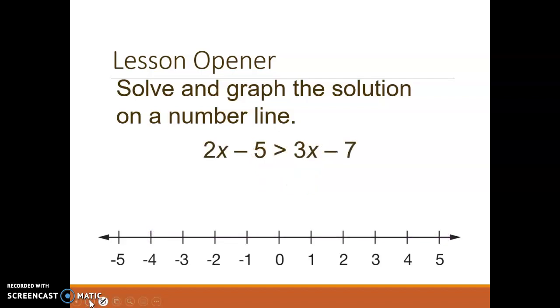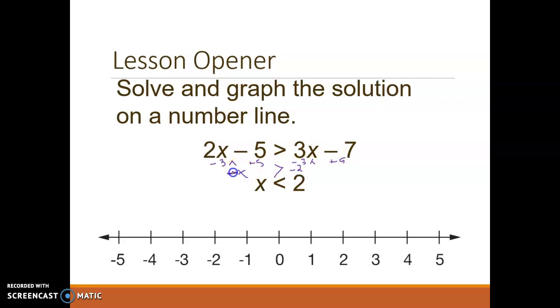All right, how would we solve and graph this one? Well, just like a regular algebraic equation, we want to get our x values on one side and isolate them and our non-x values on the other side. And we can do that in a variety of different ways. I could subtract 3x first, and when I do that, I get -x. And then I could add 5 to both sides here, and I get -x is greater than -2.